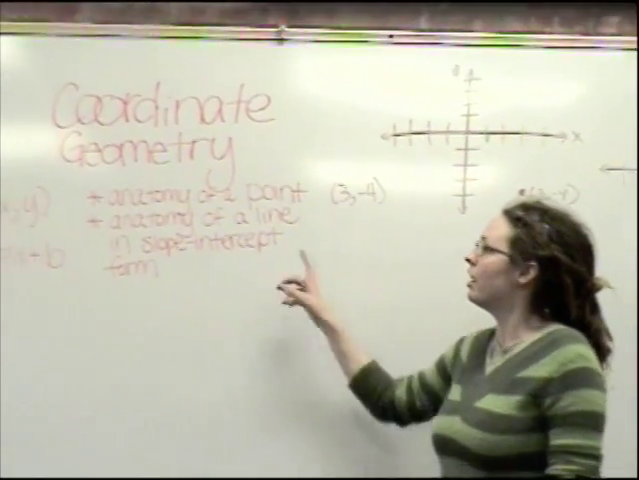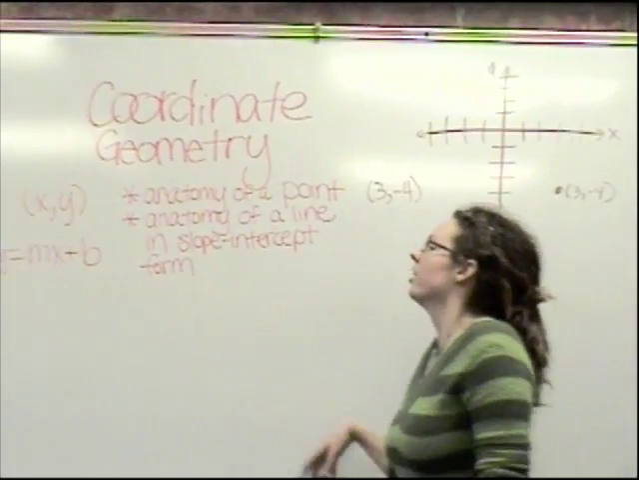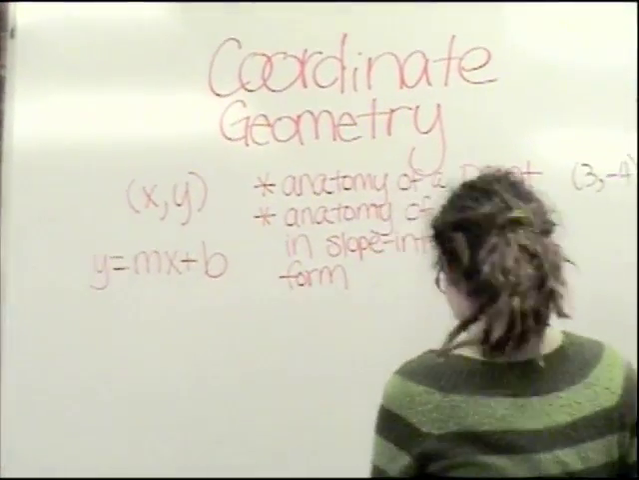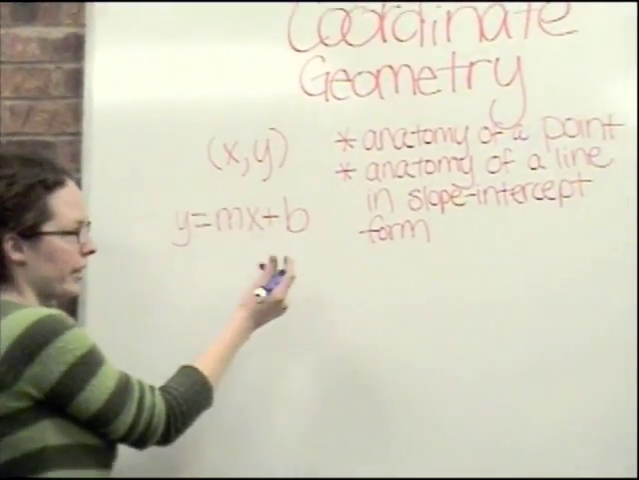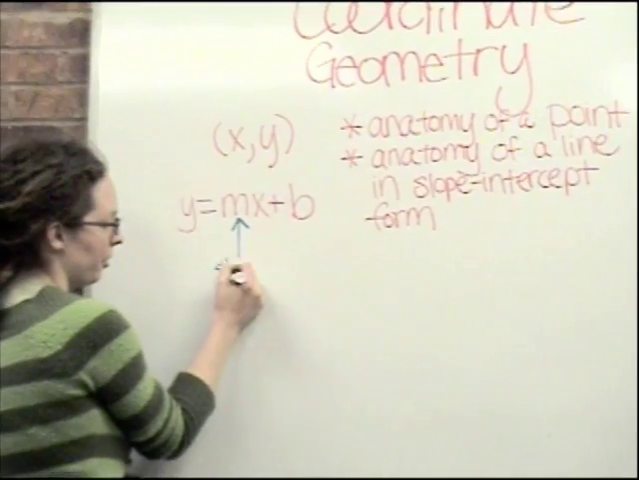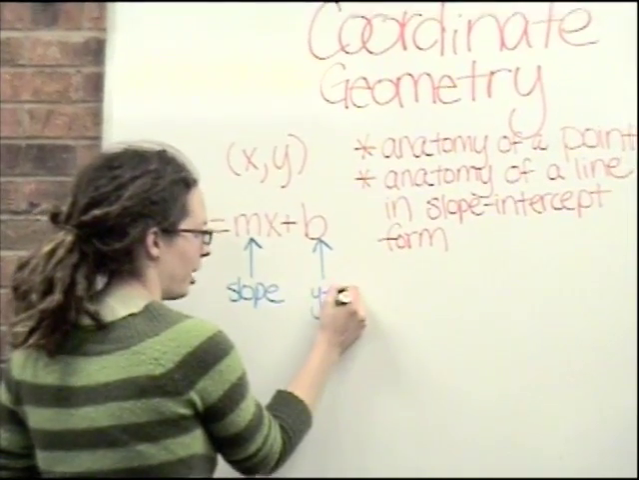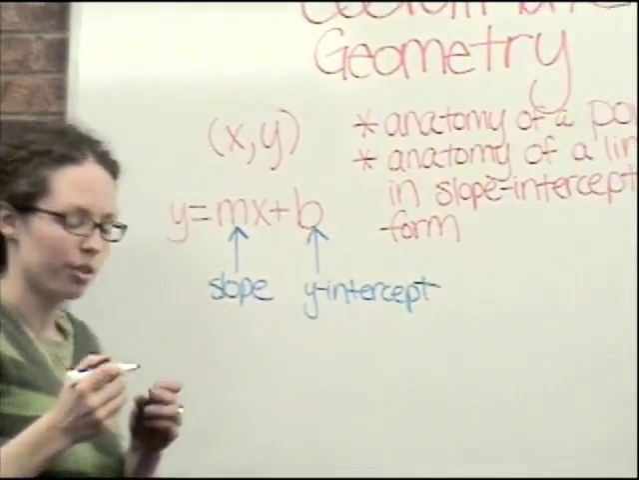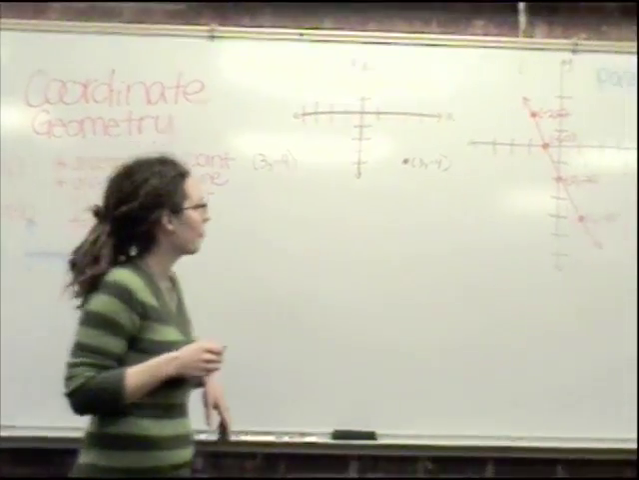And when you're going over the anatomy of a line in slope-intercept form, something that's really important to remember is that y equals mx plus b, okay? So in this example, y equals mx plus b is basically just the slope-intercept form. And m is the slope, and b is the y-intercept. Okay? So while we look at question 5 on page 7, that's going to be really important to remember.